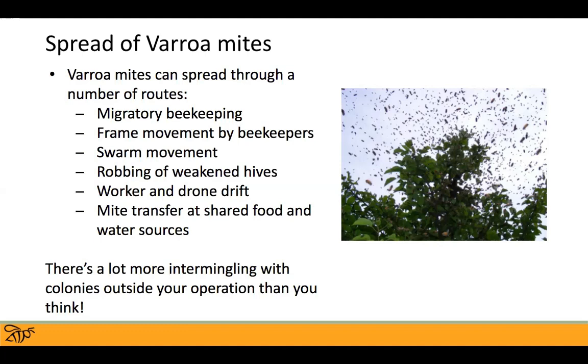They can also spread through the robbing of weak hives. If a colony has a weak population, they won't be able to defend the hive very well, and workers from healthy colonies are going to come and rob the food stores from these weak hives.